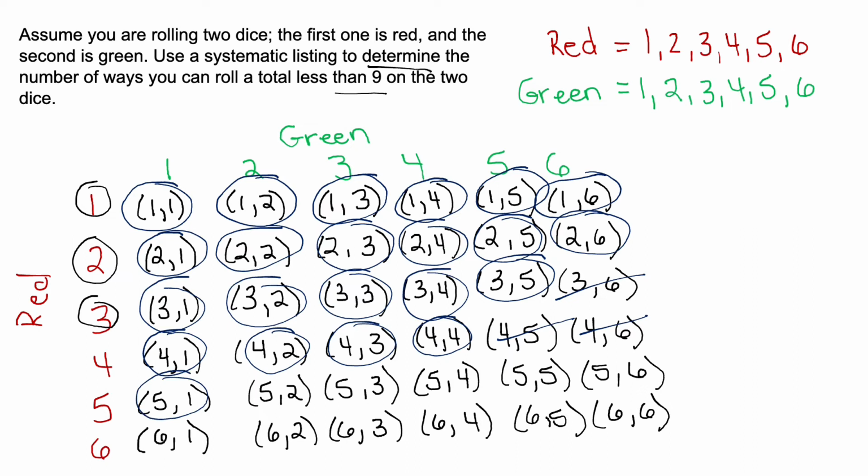5 plus 1 is 6. 5 plus 2 is 7. 5 plus 3 is 8. 5 plus 4 is 9. So I'm not going to include these.